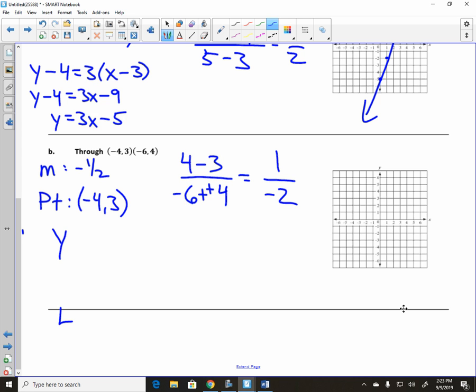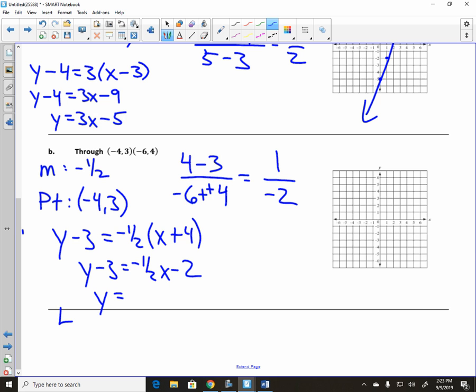So it's y minus 3 equals negative 1/2 times x plus 4. Y minus 3 equals negative 1/2 x minus 2. Add the 3, y equals negative 1/2 x plus 1.